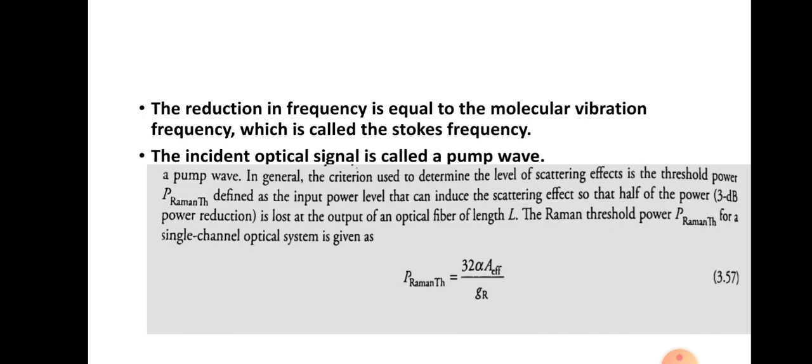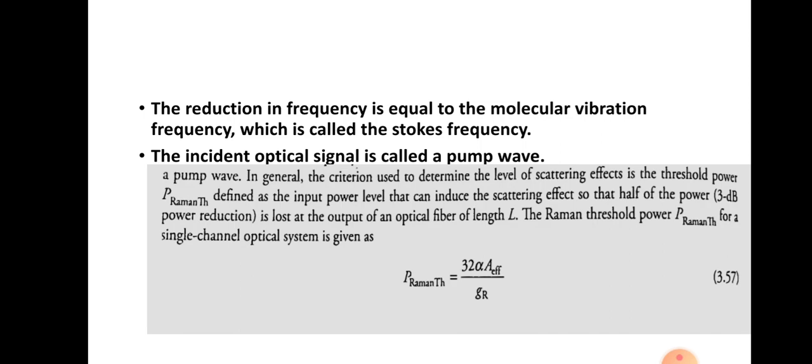In general, the criterion used to determine the level of scattering effect is the threshold power, represented by P Raman TH. It is defined as the input level that can induce the scattering effect, so that half of the power is lost at the output of the optical fiber.